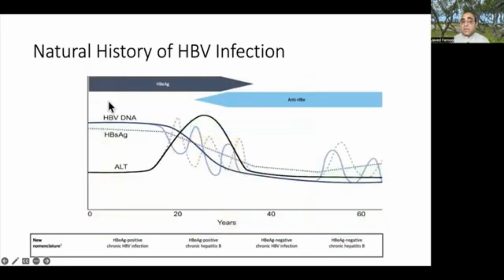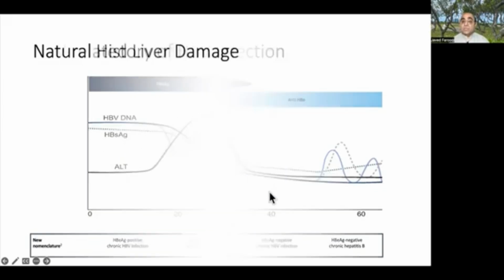This is the serological pattern. Initially HBe antigen positive, then HBe antigen negative. The DNA level initially is high, then goes down. ALT levels, depending upon the immune reactive phase and immune escape phase, can go up. Similarly, the HBs antigen titers go down.